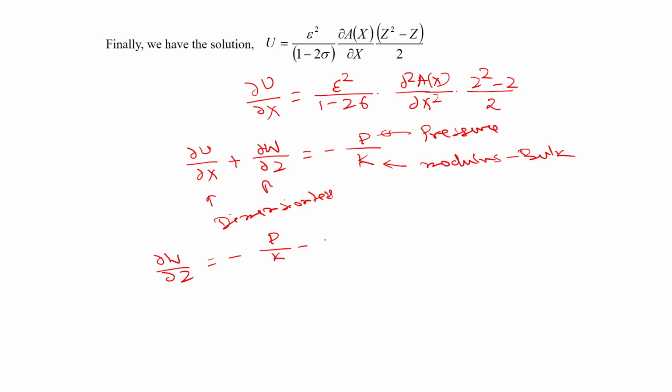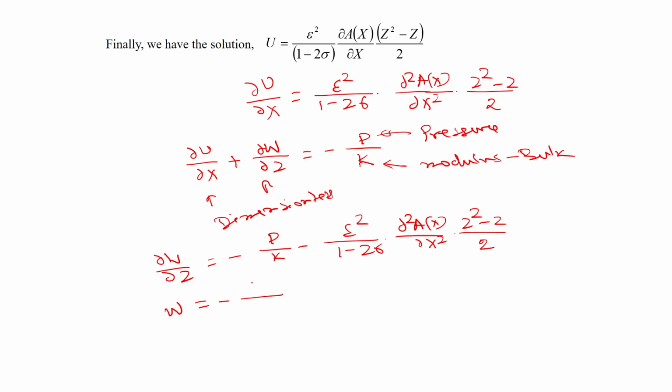So, minus ∂u/∂x is here ε² by (1 − 2σ), and this is ∂²A(x)/∂x², and z² − 2 by 2. Now, 2 and my z are looking the same, that is the problem, but that is okay. So, now this w we can find out by integrating.